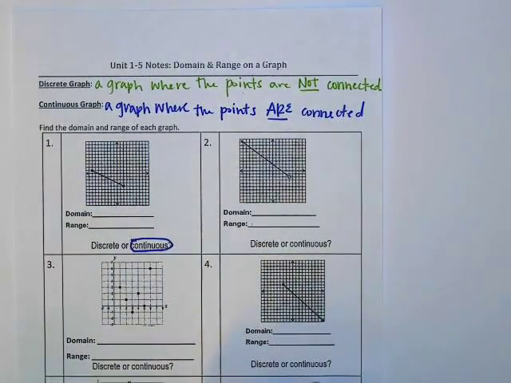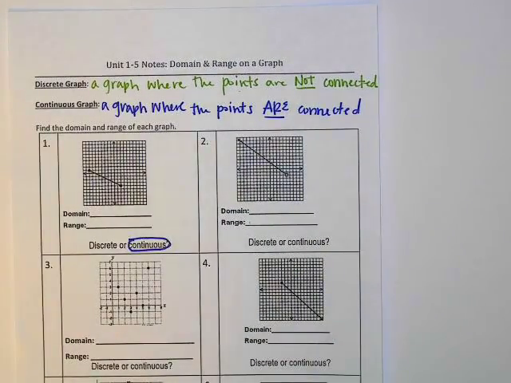Like if the line was off to the side of the dots, like it wasn't a dot to another dot, like it was away from the dots, then that would be a separate line. So that would be continuous. If there's a line on the graph, it's continuous. Okay. Number 2.